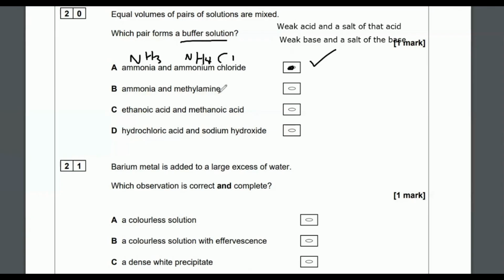Ammonia and methylamine, no. It's just two bases there. Ethanoic acid and methanoic acid, no. It's two weak acids. There's no salt there. Hydrochloric acid and sodium hydroxide, you're looking at a strong acid and a strong base. You need an acid and the salt of the acid, or a base and the salt of the base. The only one that covers that is A. Okay, let's move on to question 20.